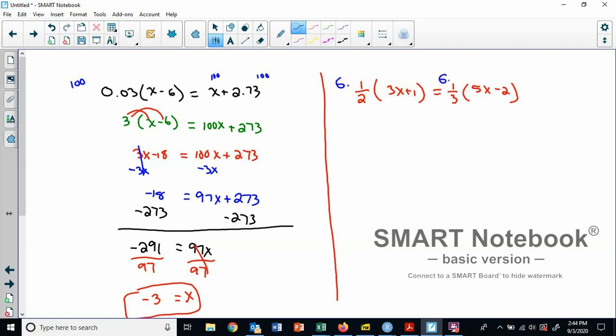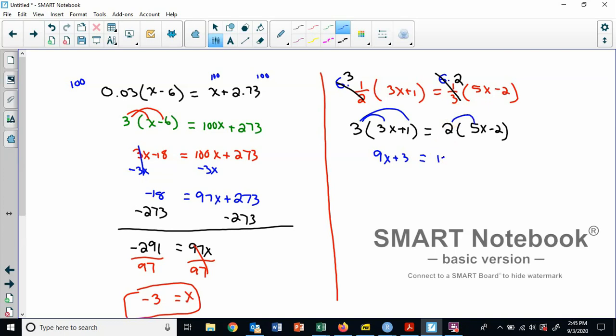We get lucky here because this is actually really easy. 6 divided by 2 is 3. And 6 divided by 3 is 2. So what are you left with? 3, and then what's in the parentheses? Equal sign, 2, and then what's in the parentheses? All I did was simplify these fractions out front. Now I can distribute and solve. 9x plus 3 equals 10x minus 4.